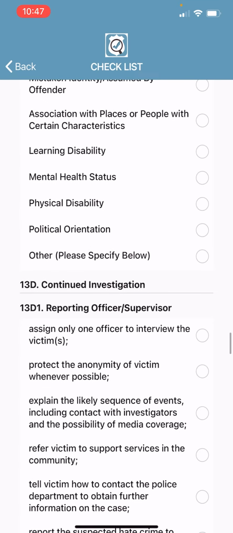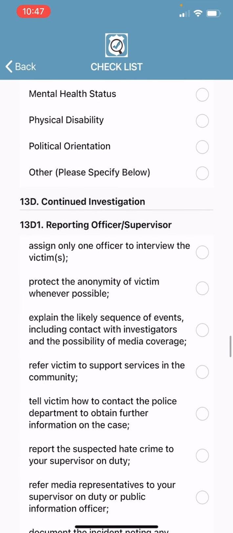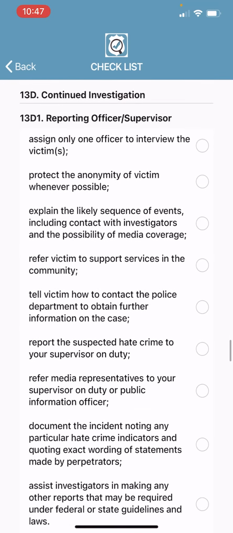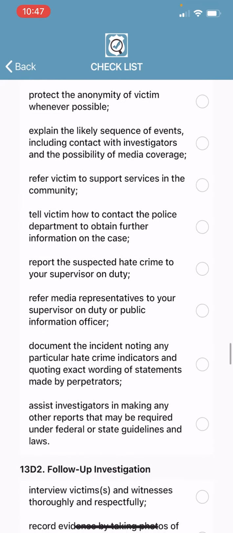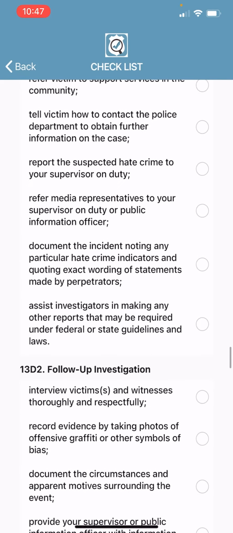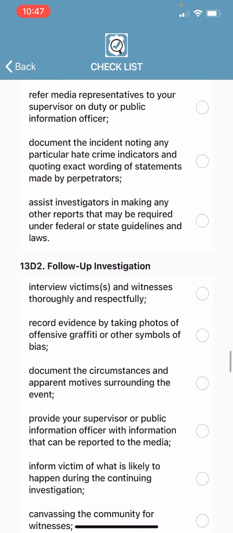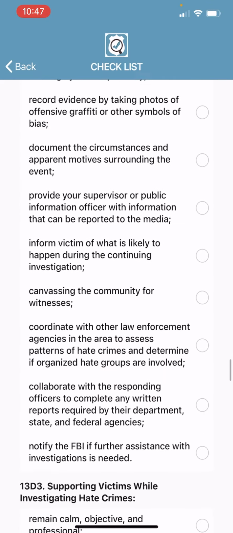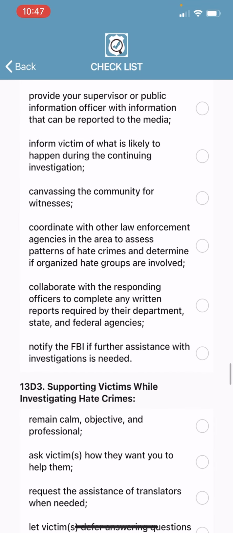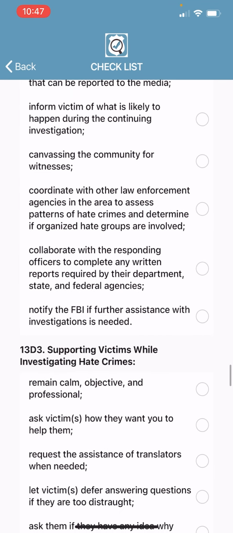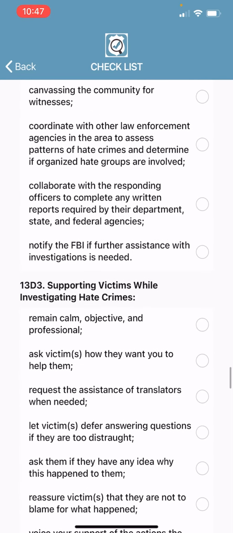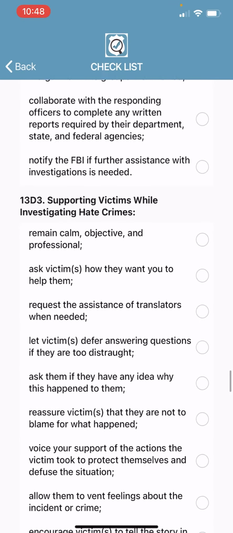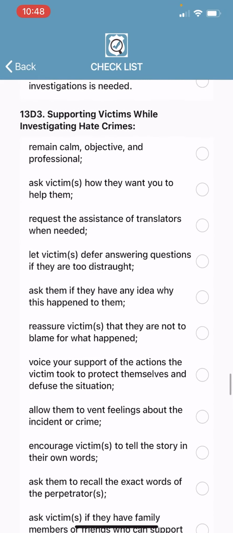13D, the continued investigation. These are specifically for the reporting officer and the supervisor. 13D2, the follow-up investigation. 13D3, supporting the victims while investigating hate crimes. What can you do to help the victim deal and cope with being victimized by a hate or bias crime?